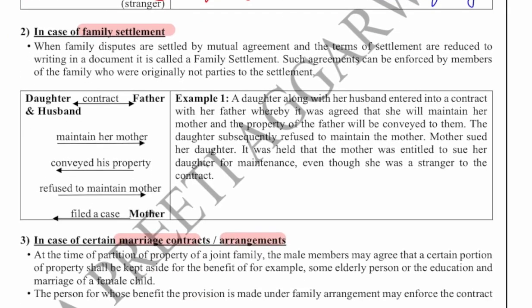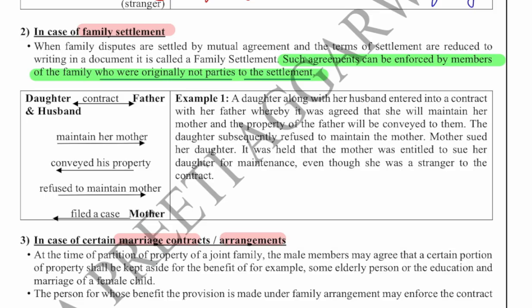In case of family settlement, persons who are not a party to the settlement, even they can enforce the contract. What are my key points over here? The agreement can be enforced by members of the family who were originally not a party to the settlement.